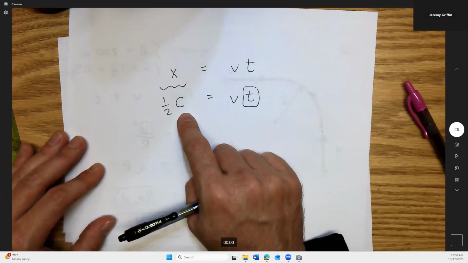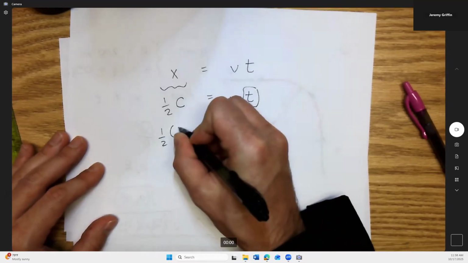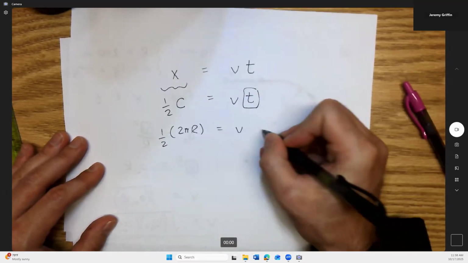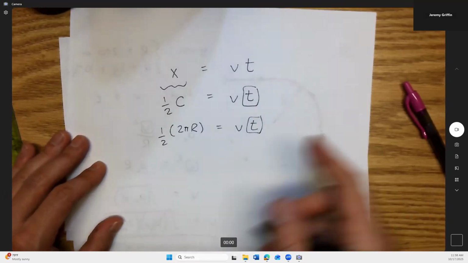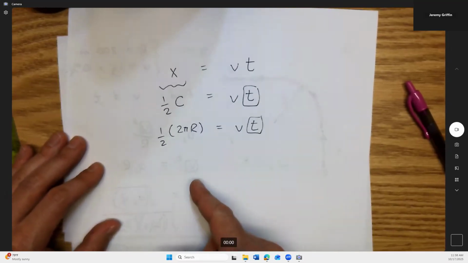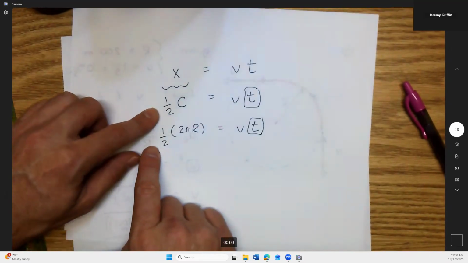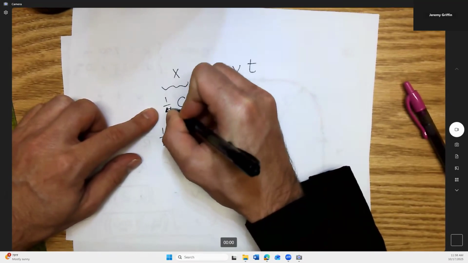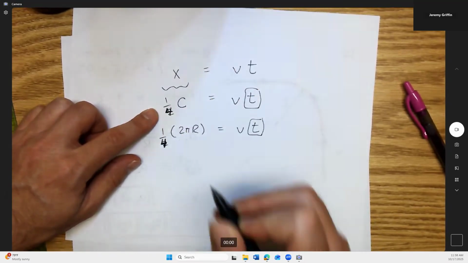Circumference equals 2 pi r. So half of 2 pi r. Now I have it in terms of radius, which was the given value. And we just found v. I can solve for t. Let me clean this up a bit. Half of, or sorry, guys, I made a mistake. It's not half the circle, it's a quarter. Oops, it's a quarter of the circle.